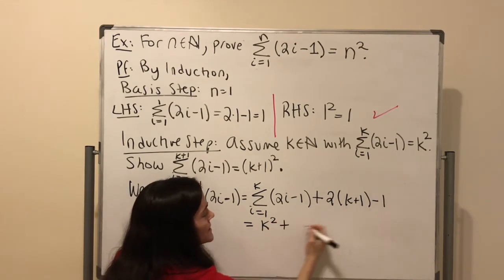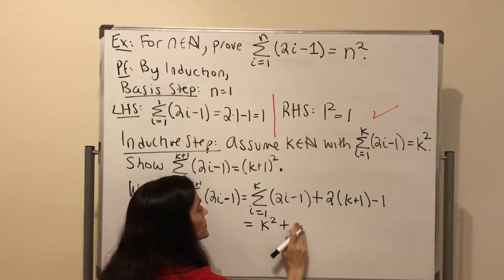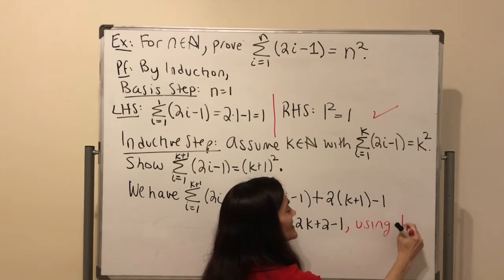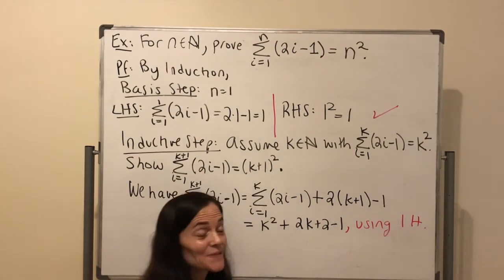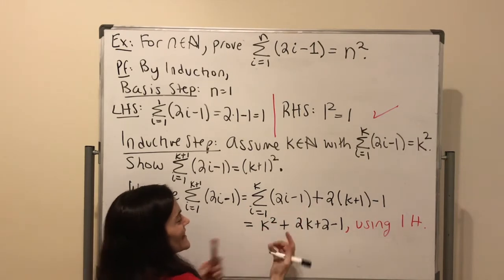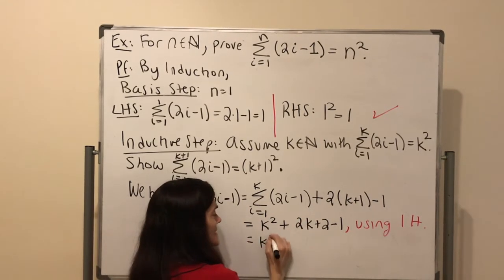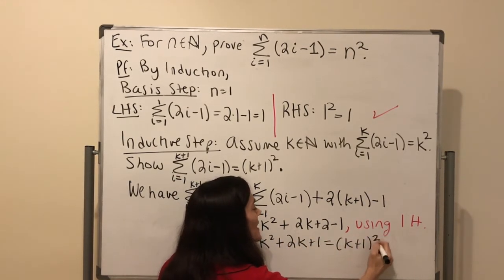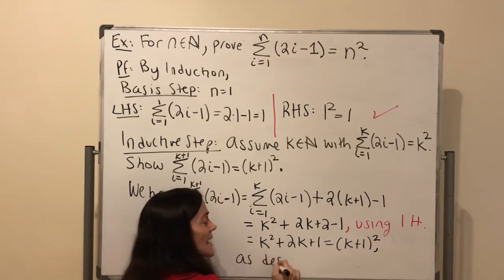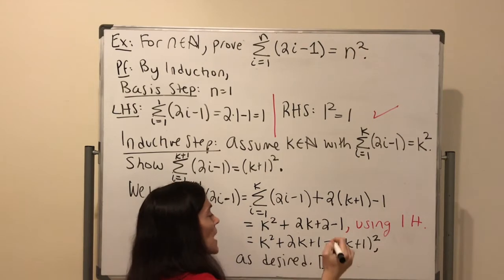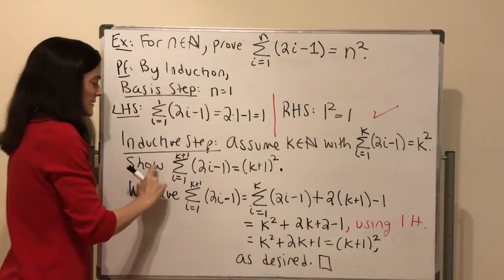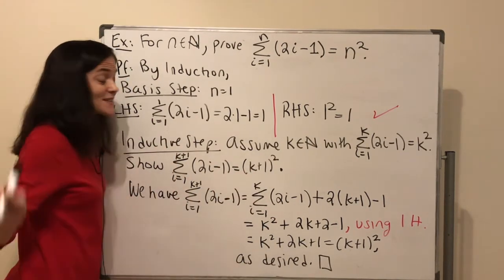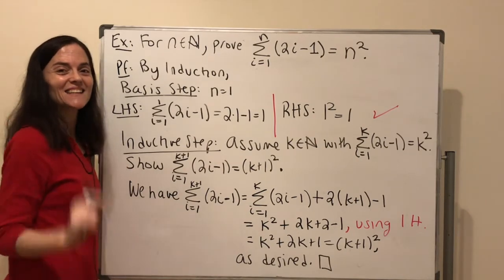Okay, and then I have the rest of this, which is 2k plus 2 minus 1, using the inductive hypothesis. That is where I used it, here to here. And then finally, we're almost there. This is k squared plus 2k plus 1, which is exactly (k plus 1) squared. And I would just end by saying, as desired, put a box, because I clearly stated what I needed to show, that this sum is equal to this, and then I showed it, so this completes this proof by induction.